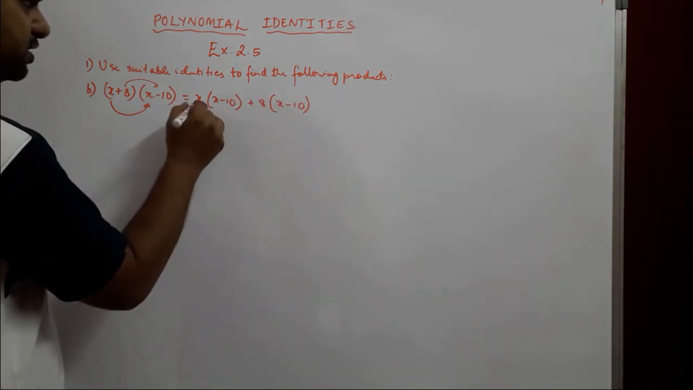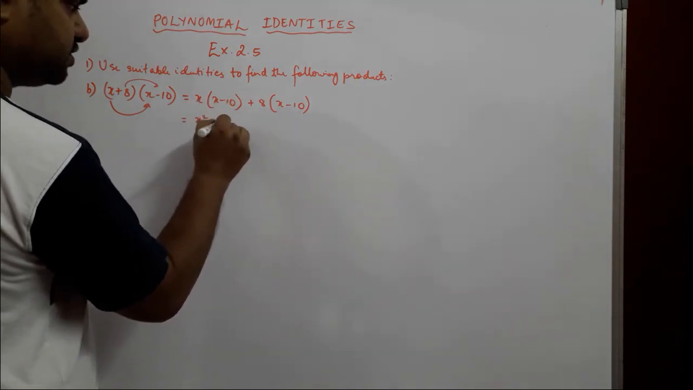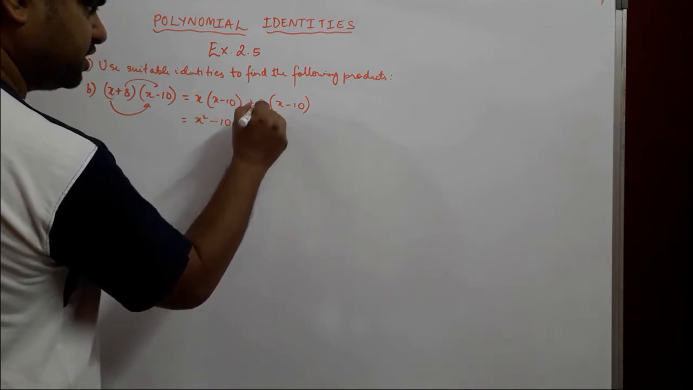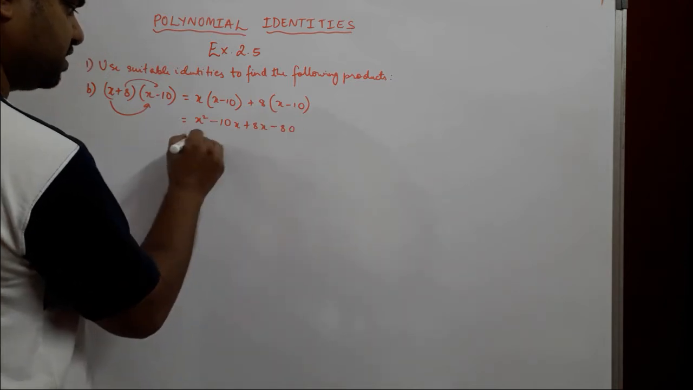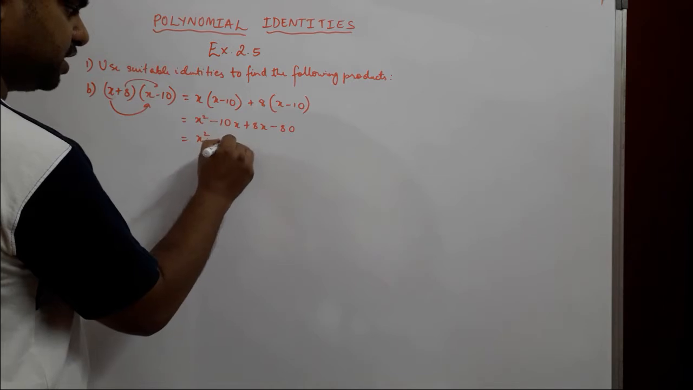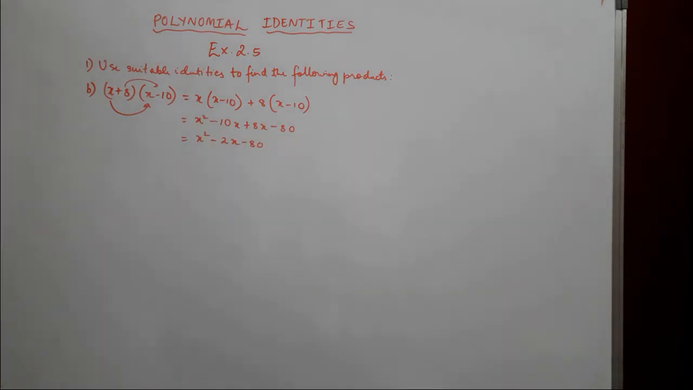We open the brackets now. X into x gives us x square, x into minus 10 will give us minus 10x, plus 8 into x gives us plus 8x, plus 8 into minus 10 will give us minus 80. X square, minus 10x plus 8x gives minus 2x, minus 80. So the answer is x square minus 2x minus 80.